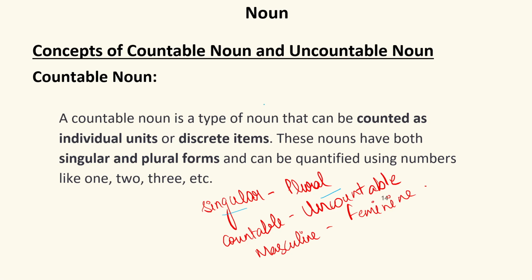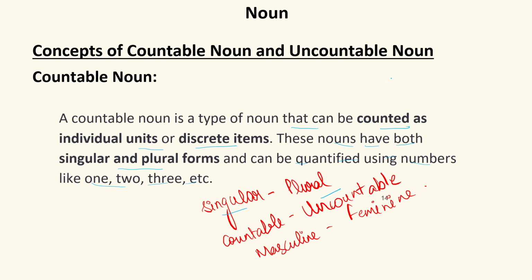Now, a countable noun is a type of noun that can be counted as individual units or discrete items. Discrete items means separate entities. These nouns have both singular and plural forms. Obviously, a countable noun can be converted into plural form. But if a noun is uncountable, it cannot be converted into plural form and cannot be quantified using numbers like 1, 2, 3, and so on.